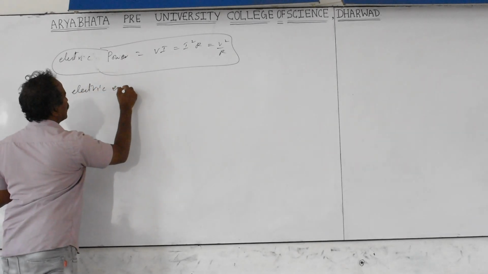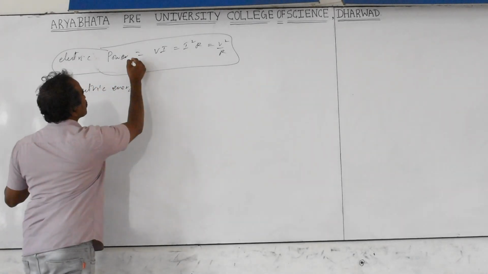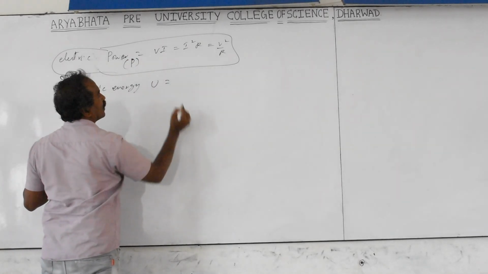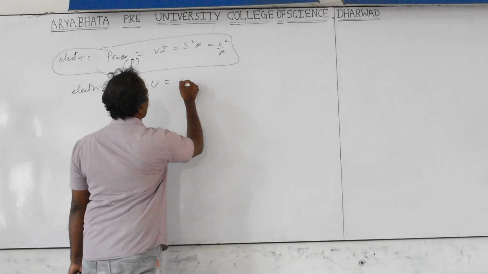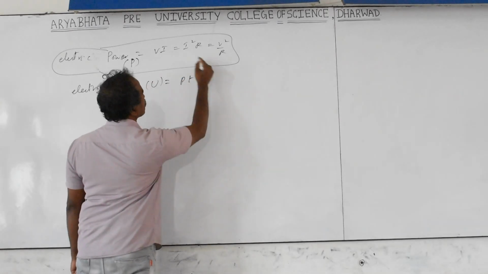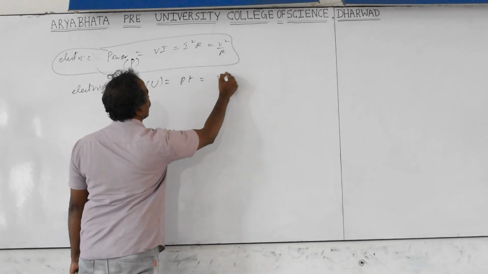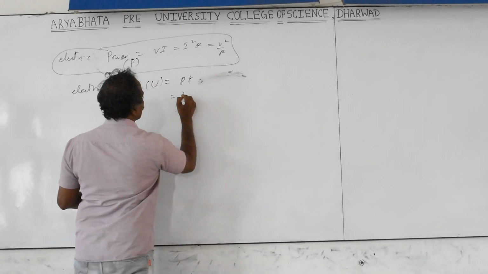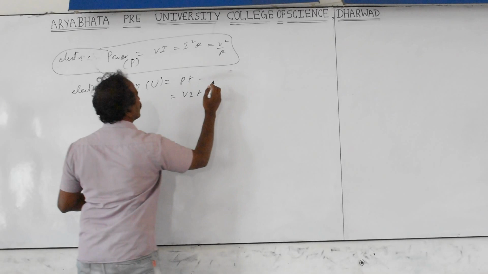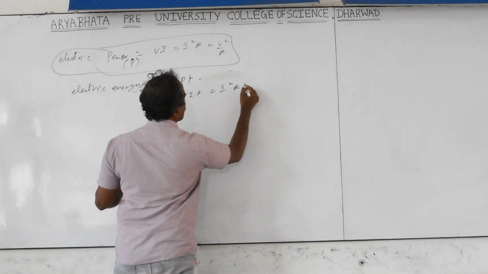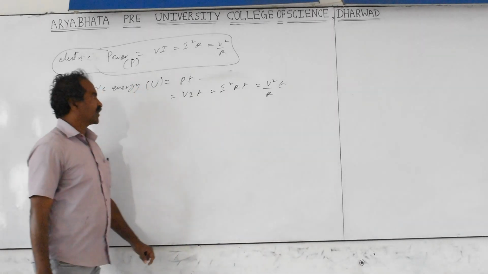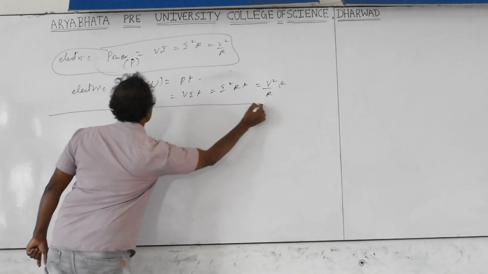Electric energy, this power symbol is capital P. We take electric energy as U or capital E. We can take it as power into time, which is nothing but the same formula into T. VIT, or I square R T, or V square by R into T. So what is the practical unit of electrical energy, we have also discussed here.